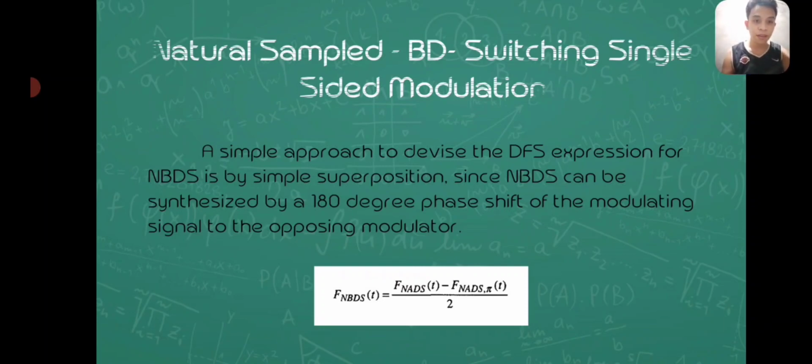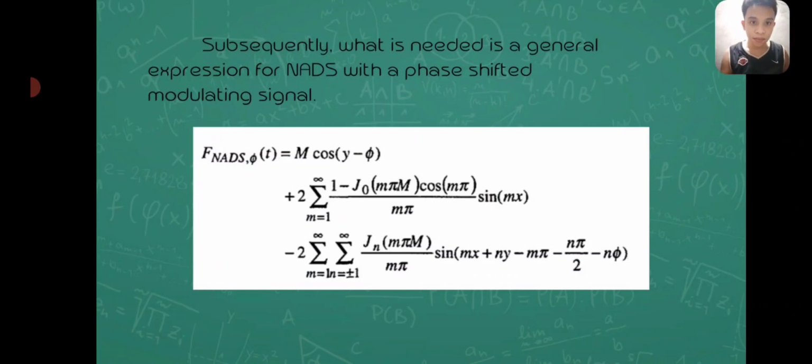F NBDS raised to T equals F NADS raised to T minus F NADS multiplied by pi raised to T over 2. Subsequently, what is needed is a general expression for an NADS with the phase shift modulating signal.